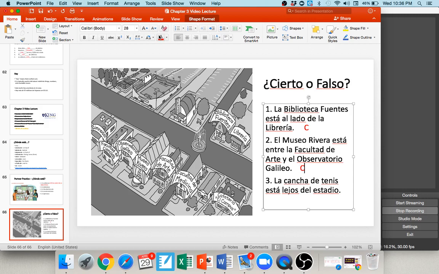Okay, I want you to try number three. It tells us that la cancha de tenis, the tennis court, está lejos del estadio. It is far del, which comes from de el, our contraction we learned about earlier. The tennis court is far away from the stadium, so we have to figure out where these are. Well, this right here looks like a tennis court to me, and there's a stadium, so they don't look too far away. This has to be falso.